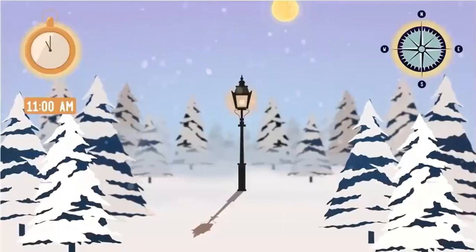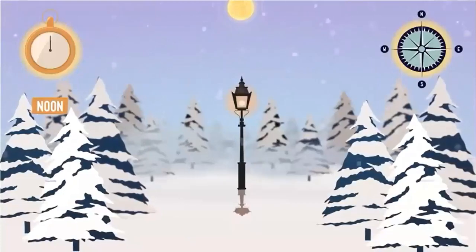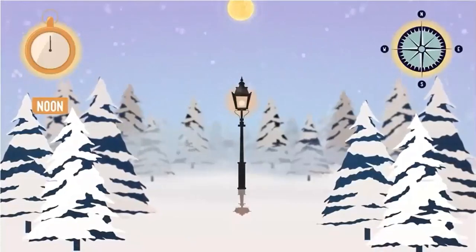So let's see what happens at 11 a.m. Well, look at that. The shadow's even shorter, but again, still pointing westward. So in the morning, it looks like the lamppost shadow starts out long and gets shorter as we get closer to noon. But they all extend to the west. What happens at noon? Hardly any shadow. The sun is high in the sky at noon, almost directly overhead.